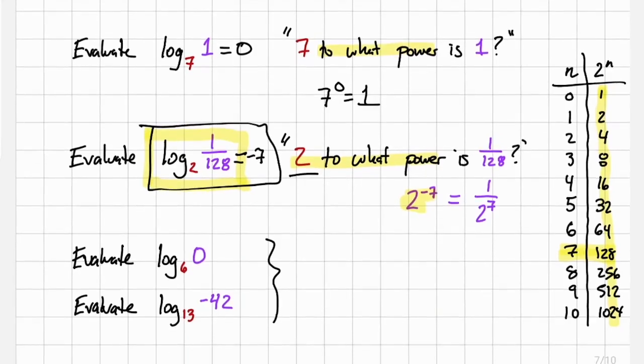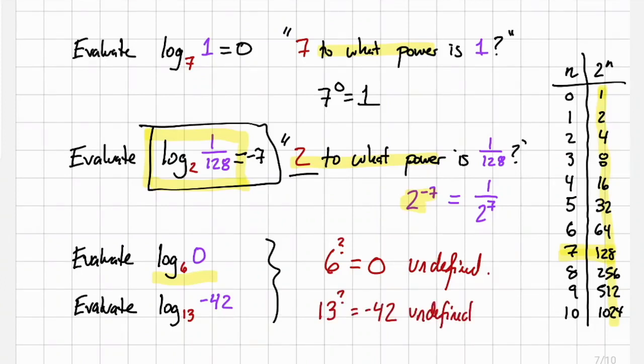Here's two more examples. Log base 6 of 0 and log base 13 of negative 42. In this first example, 6 to what power is equal to 0? We recognize that we can't really put anything into the exponent and get 0. And so this is undefined. Similarly, if we wanted to put 13 to some power and get negative 42, that's also undefined. A power of a positive number can never be negative.